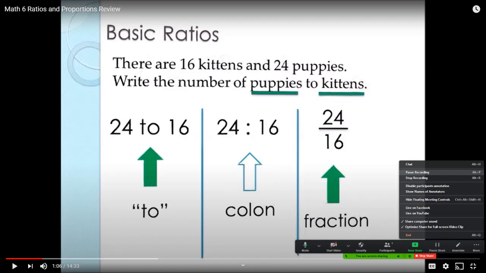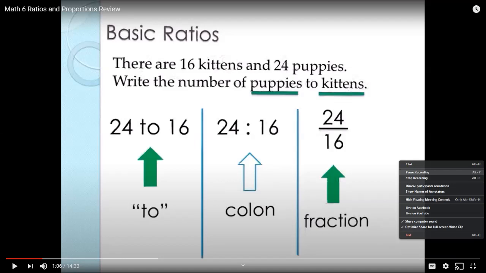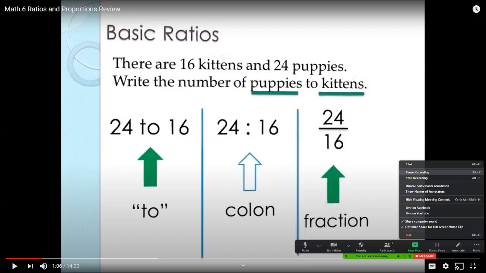Did you understand that? Did everyone get that? There's 3 ways you can do it: "to," the colon, and the fraction. Now let's move on, and we'll go a little further, and I'll show you some examples before we get to our worksheets. You have any questions, you can ask me, but make sure at this point that you have some paper and pen on the side.